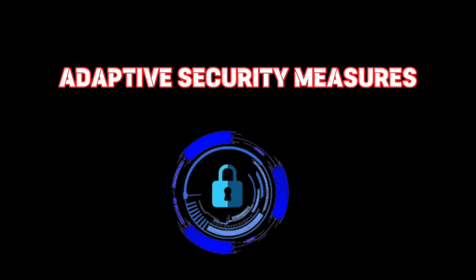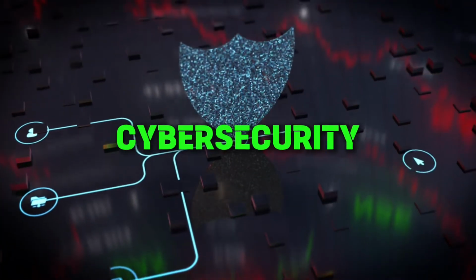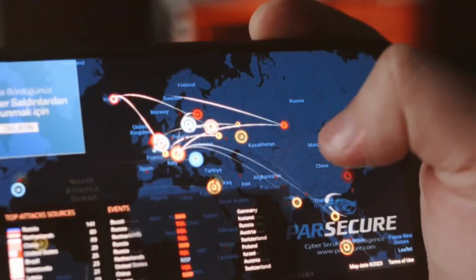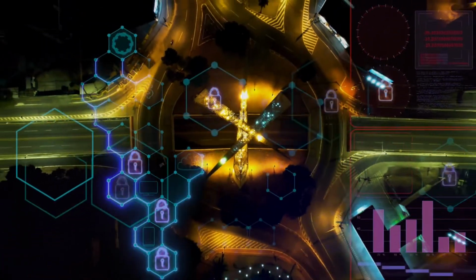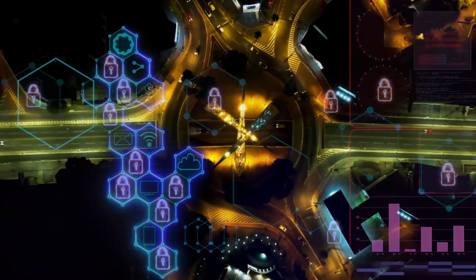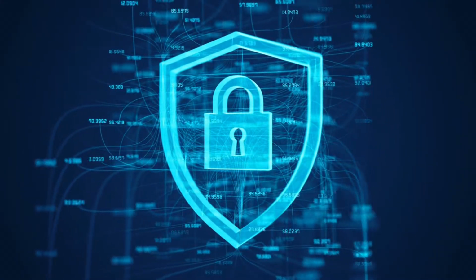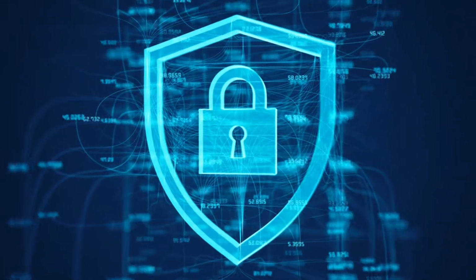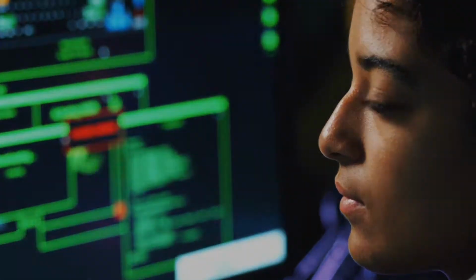Adaptive security measures. AI plays a crucial role in enhancing cybersecurity within IoT systems by continuously monitoring for suspicious activities, detecting anomalies, and adapting security measures based on evolving threats. Adaptive security measures help protect against emerging threats and vulnerabilities, ensuring the integrity and confidentiality of IoT data.